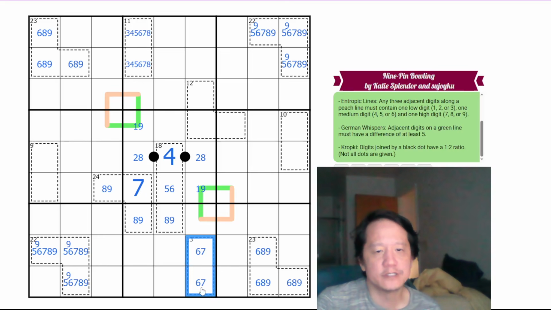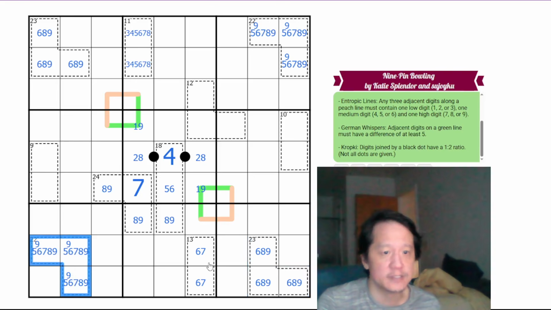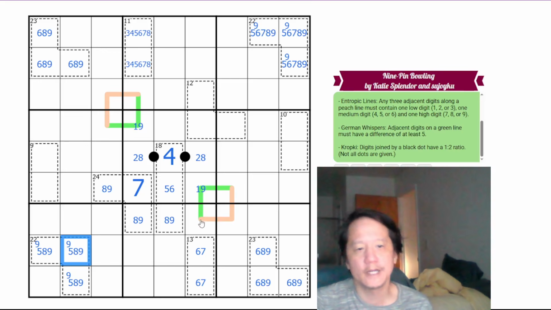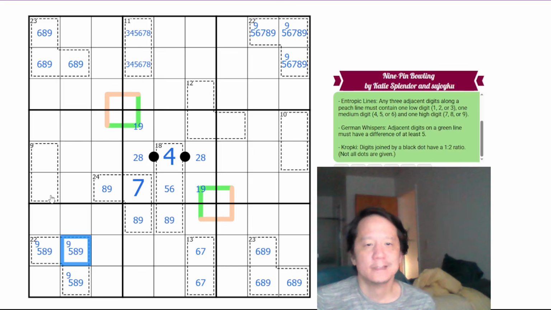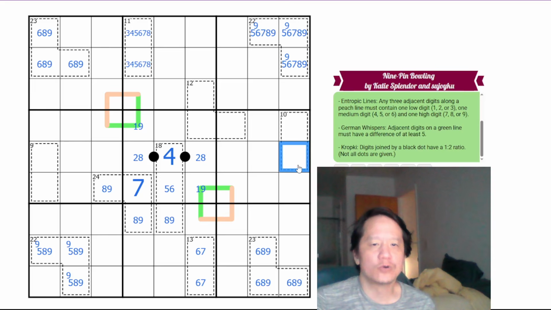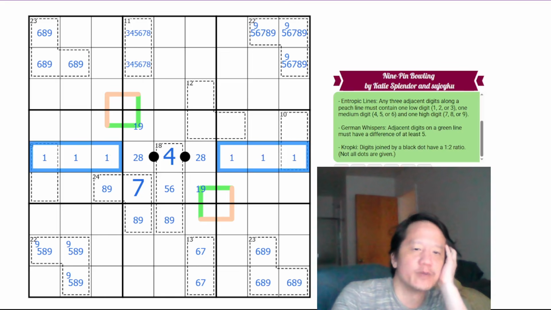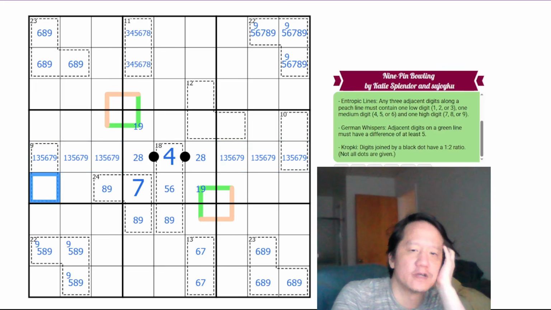Well, we have a guaranteed 6 in one of these cells in rows 8 and 9. This cannot then be 6, 7, and 9 because we don't have a 6 available in rows 8 and 9. So this must then be 5, 8, and 9 here. Okay. This can't be 2, 4, or 8. The remaining digits in row 5 have to be 1, 3, 5, 6, 7, 9.